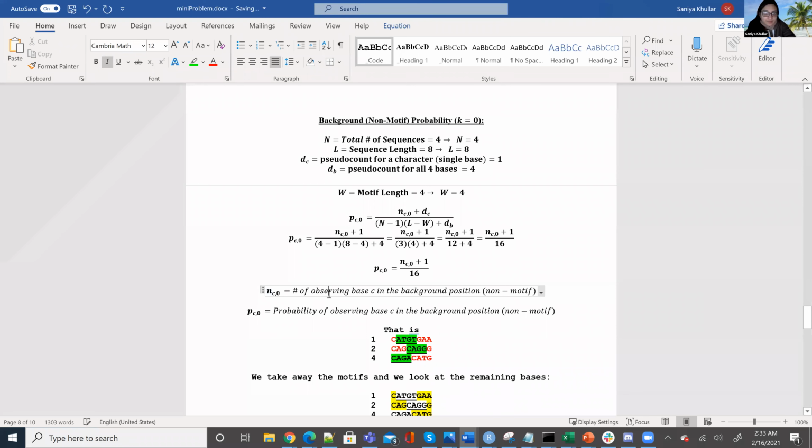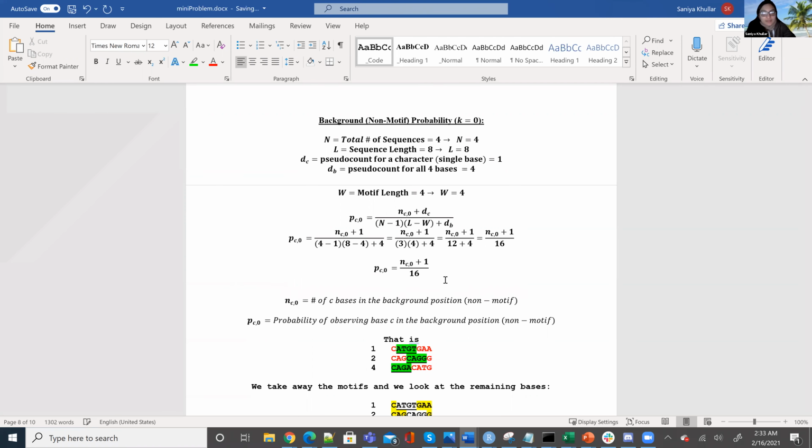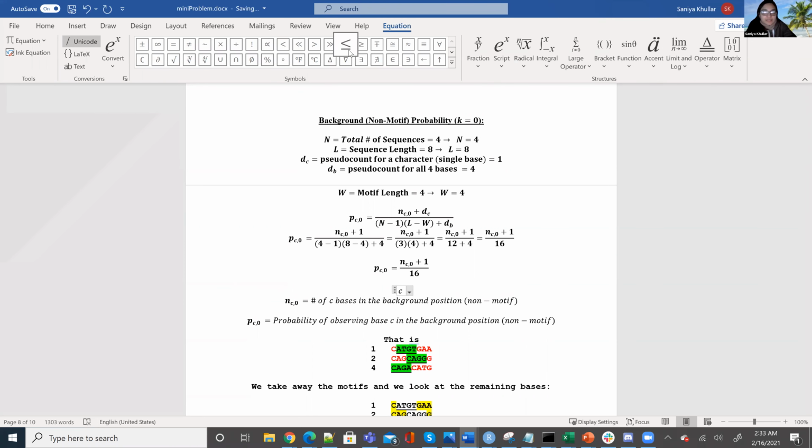It's just a number of C bases. And what C is, in this alphabet of the DNA, you can think of C as being inside this list of A's, G's, T's, and C's.